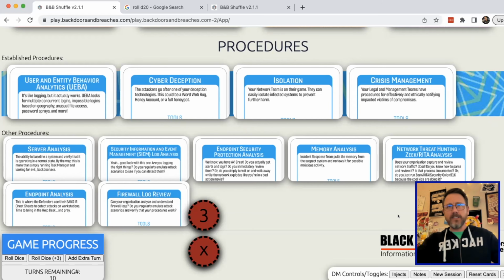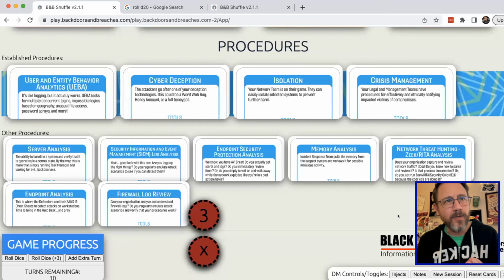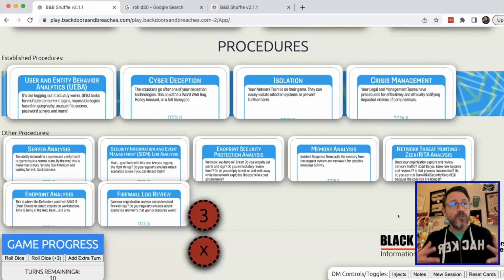If you took a look at all these different options here of things, user and entity behavior analytics, cyber deception, isolation, crisis management, network threat hunting, memory analysis, endpoint protection analysis, SIM log analysis, server analysis, endpoint analysis, firewall log review, what would you do first? I'm waiting.